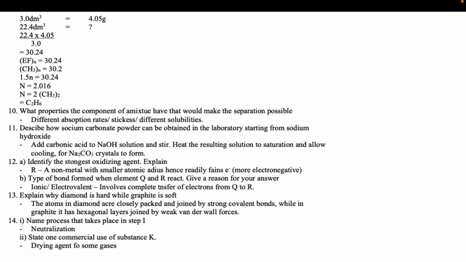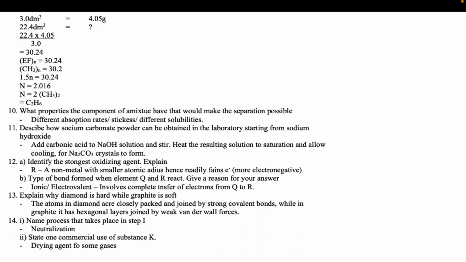A. Identify the strongest oxidizing agent. Explain. R is a non-metal with smaller atomic radius, hence readily gains electrons, more electronegative. B. Type of bond formed when elements Q and R react. Give a reason for your answer. Ionic, electrovalent. Involves complete transfer of electrons from Q to R.